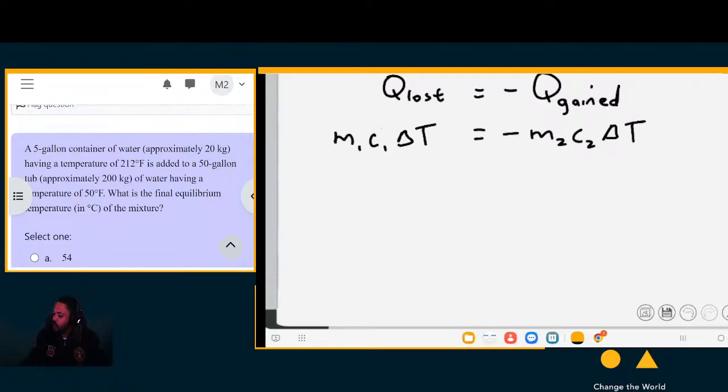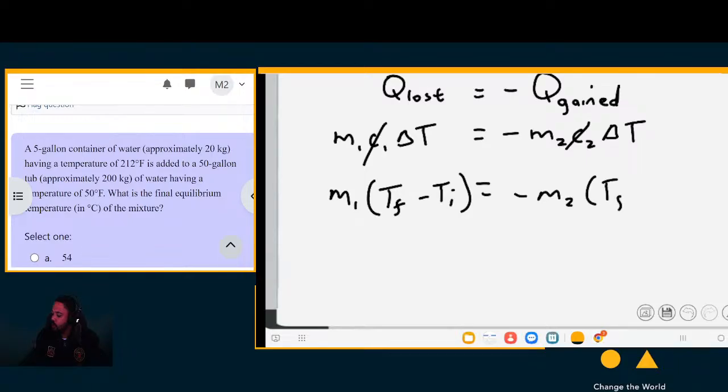Now we know that this is both water, so the specific heats cancel out. So it is just the mass of the first multiplied by the final temperature minus the initial temperature, which we have, and we have minus M2 times the final temperature, which is what we want, minus the initial temperature, which we've been given, 10 degrees.